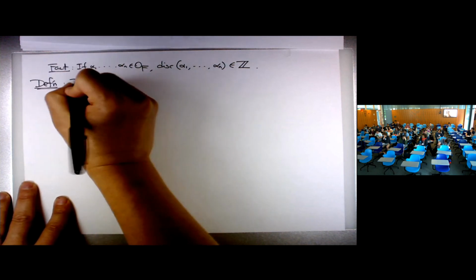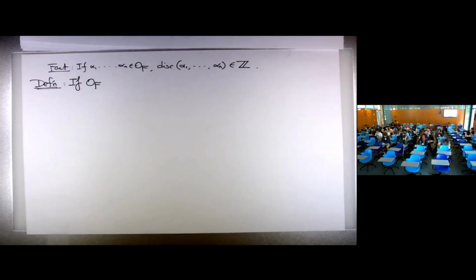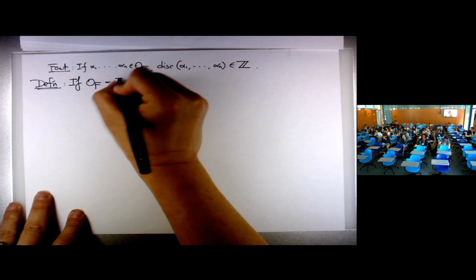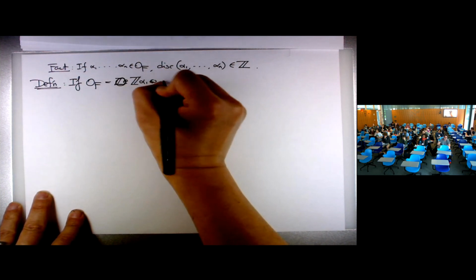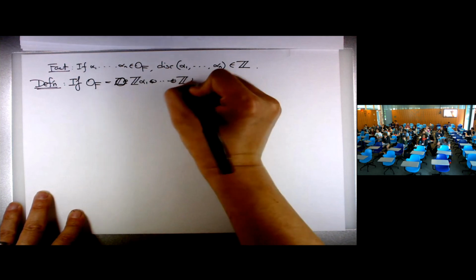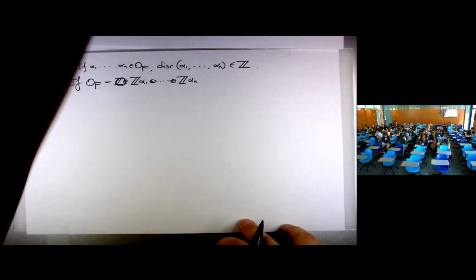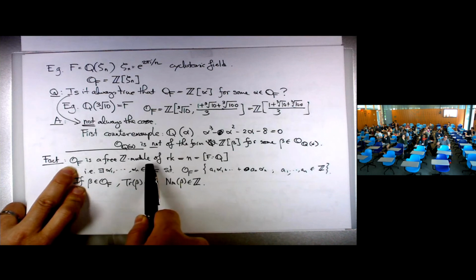So, definition: if I give my alpha 1 through alpha n precisely as a basis of the ring of integers, I can compute this discriminant. So if these alpha 1 through alpha n are precisely the basis, we know that OF is a free Z-module.